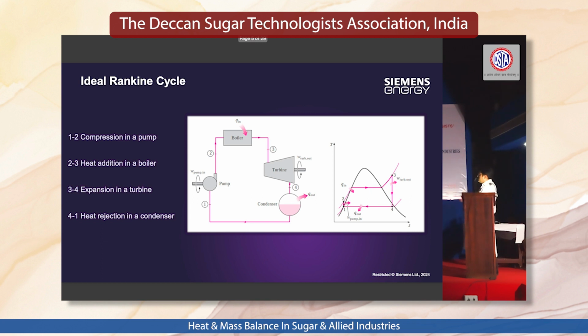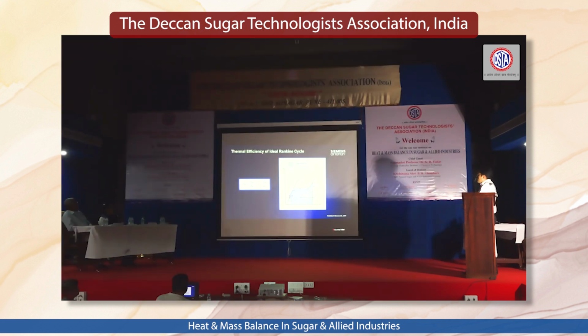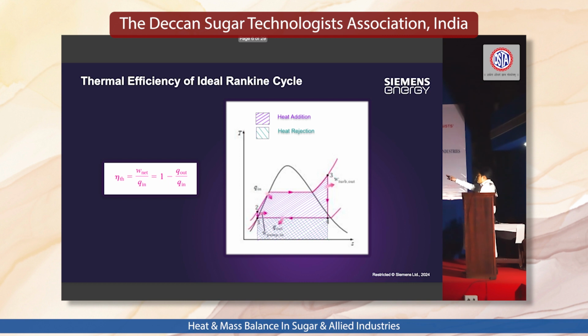Now, the thermal efficiency of the ideal Rankine cycle. The whole area below 2 to 3 is the total heat added in the cycle, and the area below 1 to 4 is the heat rejected from the cycle.